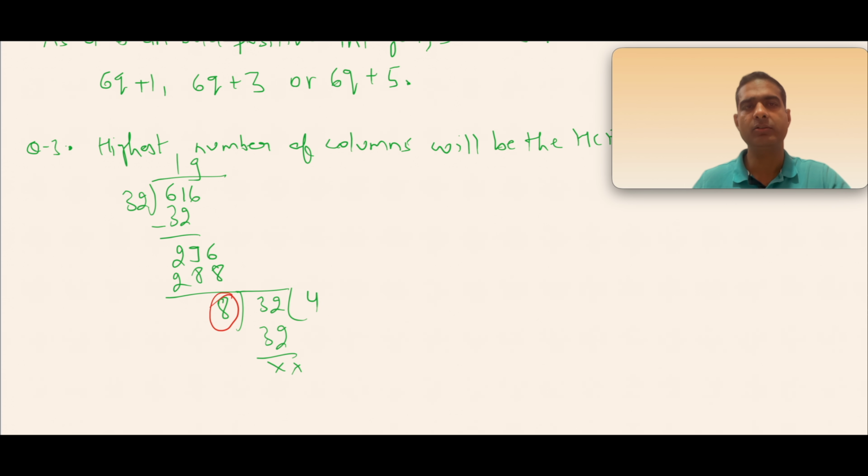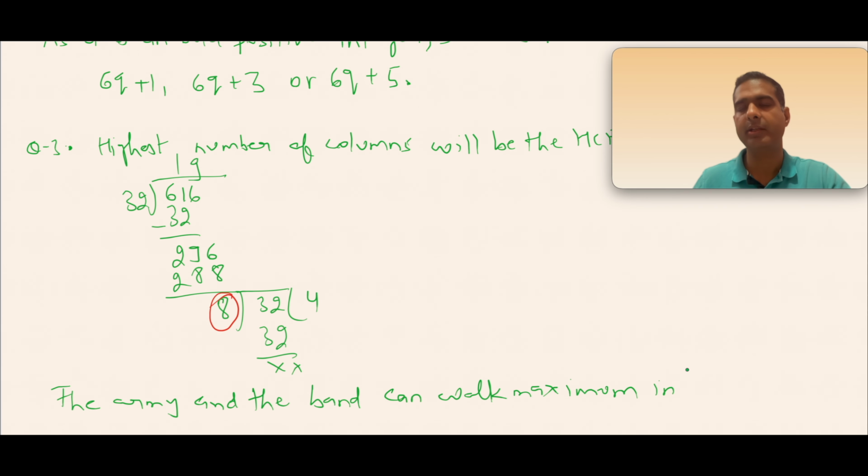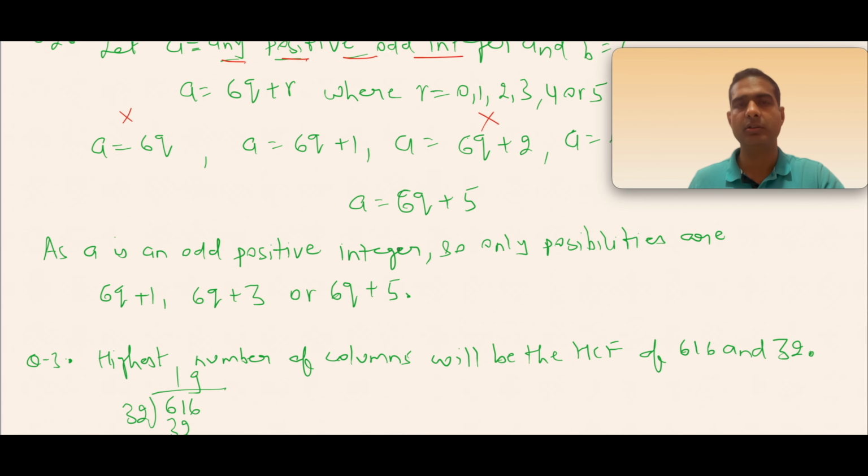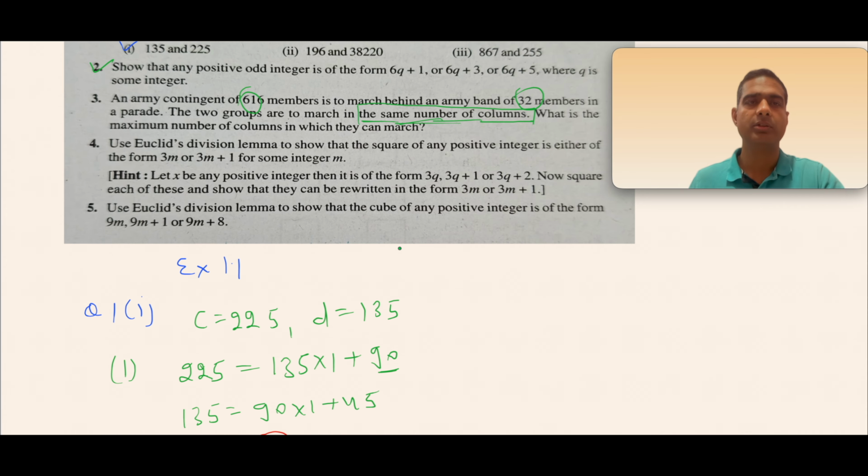So using that concept, we can say that the army and the band can walk in a maximum of 8 columns. I hope you have understood it. So this was the application of Euclid's division lemma and the HCF, and we solved a word problem based on the concept of HCF. So that was question number 3.